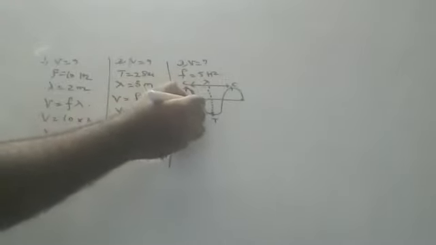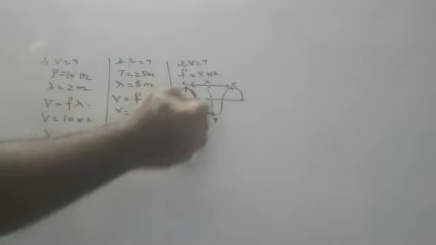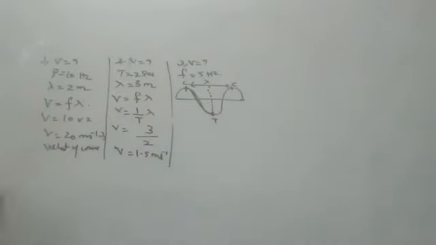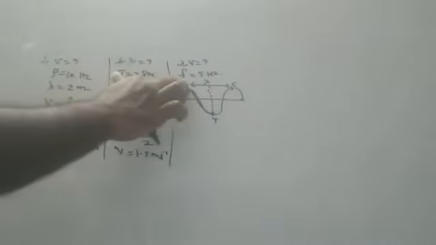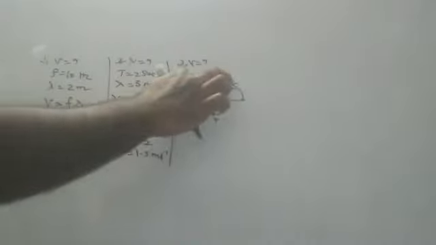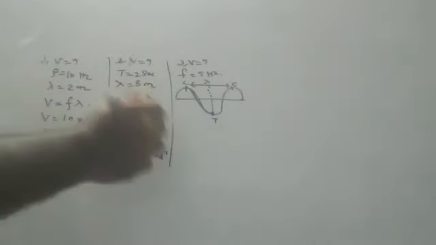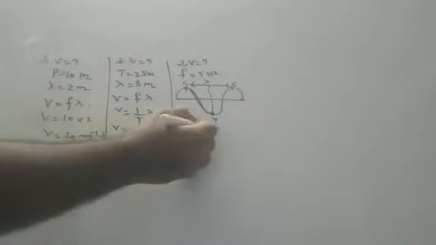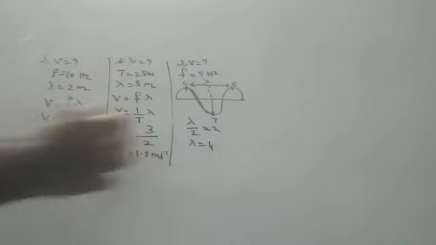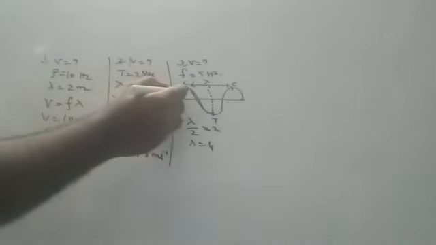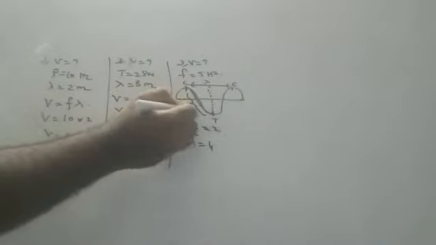The distance between here to here is lambda by 2. Children, all of you see here, the distance between crest and trough is 2 meters. From here to here is 2, from here to here also 2. So lambda by 2 is 2, so lambda is 4. Those who didn't understand, again I am saying, from here to here is 2, from here to here also 2.